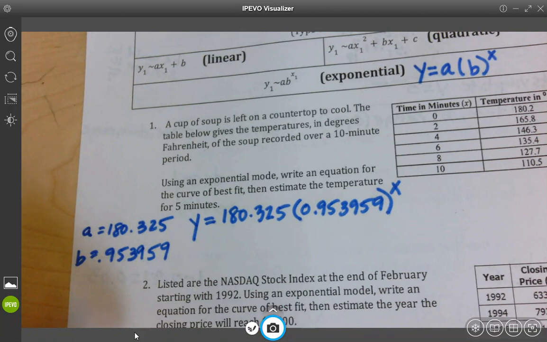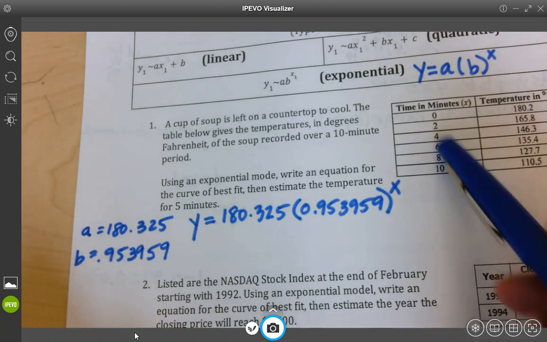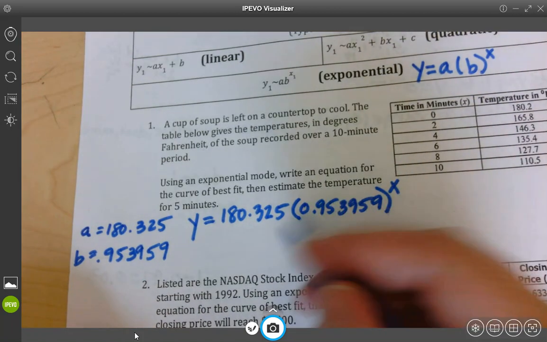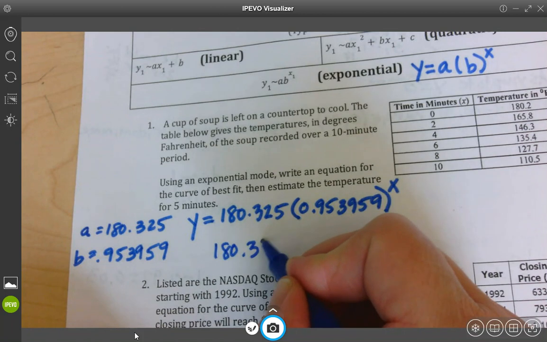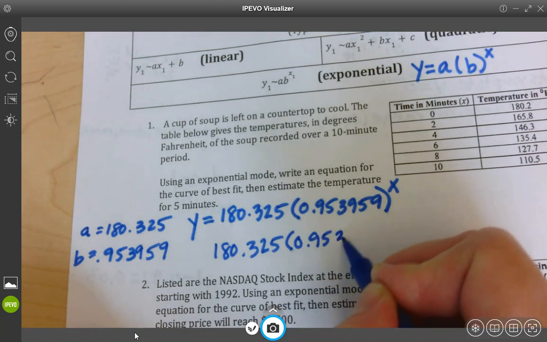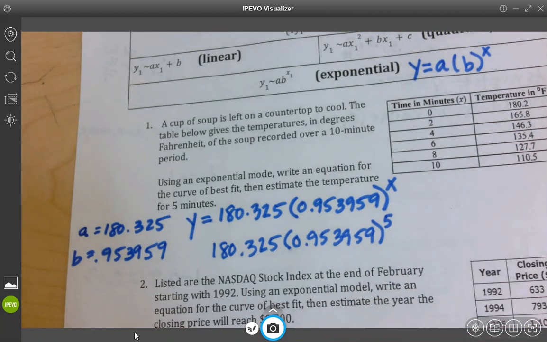And the reason why we write this equation down is because now we can use this to make predictions. So you'll notice 5 minutes is not on my chart. And if I want to know the temperature after 5 minutes, I'm going to substitute 5 for the x. So you're going to put that into Desmos: 180.325 times 0.953959 raised to the 5. So put that into Desmos, see what you get.